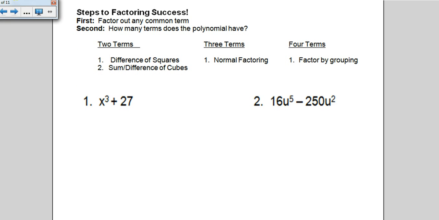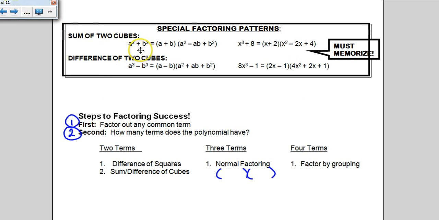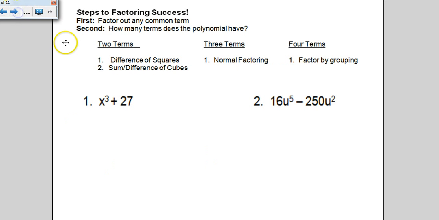So the first thing I'm going to have you find is, back a page, this is the pattern we're talking about, a to the third plus b to the third. So I'm going to go ahead and write that above this because I don't have it in front of me. And the way I factor a to the third plus b to the third is I do a plus b times a squared minus ab plus b squared.